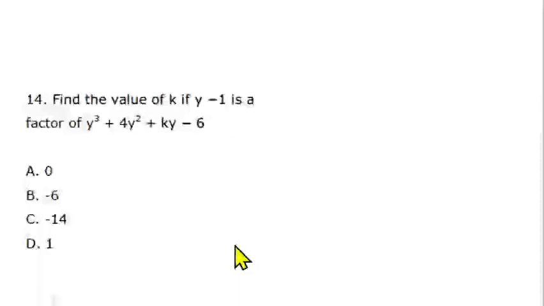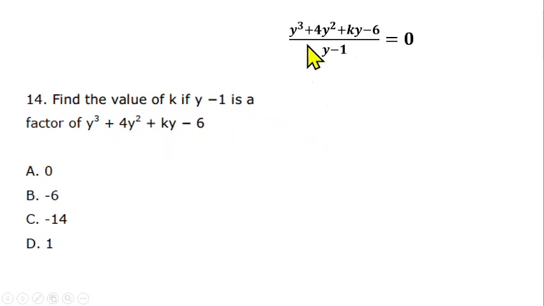Question number 14 is from polynomials. You have to find the value of k if y minus 1 is a factor of this. So y minus 1 is a factor of this. That means if this y minus 1 divides it, the remainder should be 0. So you have y cubed plus 4y squared plus ky minus 1 over y minus 1 equals 0. When this divides, the remainder should be 0.